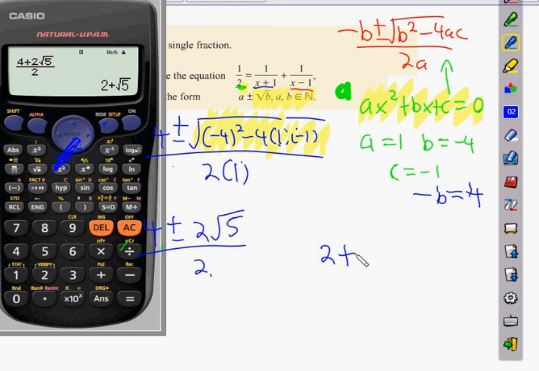Now guys, if it asks for decimal mode, very easy. Just press that button there. 4.24, no worries. Now to save yourself time in the test, how do you find the second answer? The second answer is the minus form. Just go in, delete, and change to minus. And there you go, 2 minus root 5, or minus 0.24.